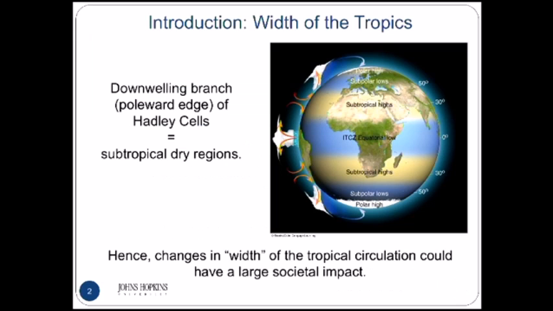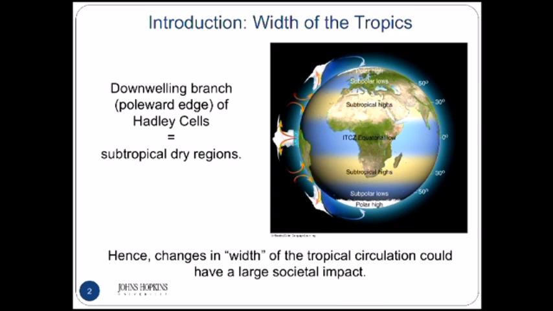So the introduction is a kind of schematic. I'm assuming you've all seen versions of this. In the zonal mean perspective, we have these tropospheric Hadley circulations, which end up with this downwelling resulting in subtropical high pressures and the dry desert regions in the subtropics. And so there's a connection between this zonal circulation and the surface hydrology.